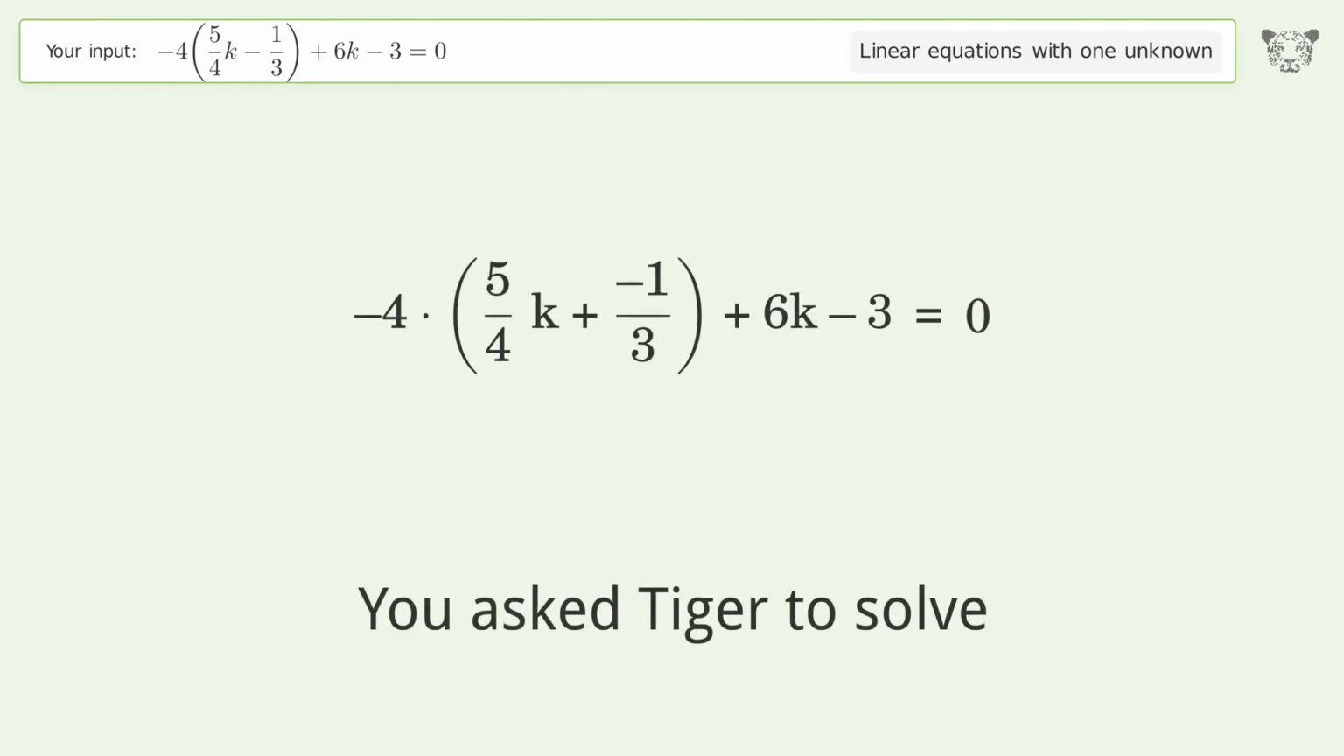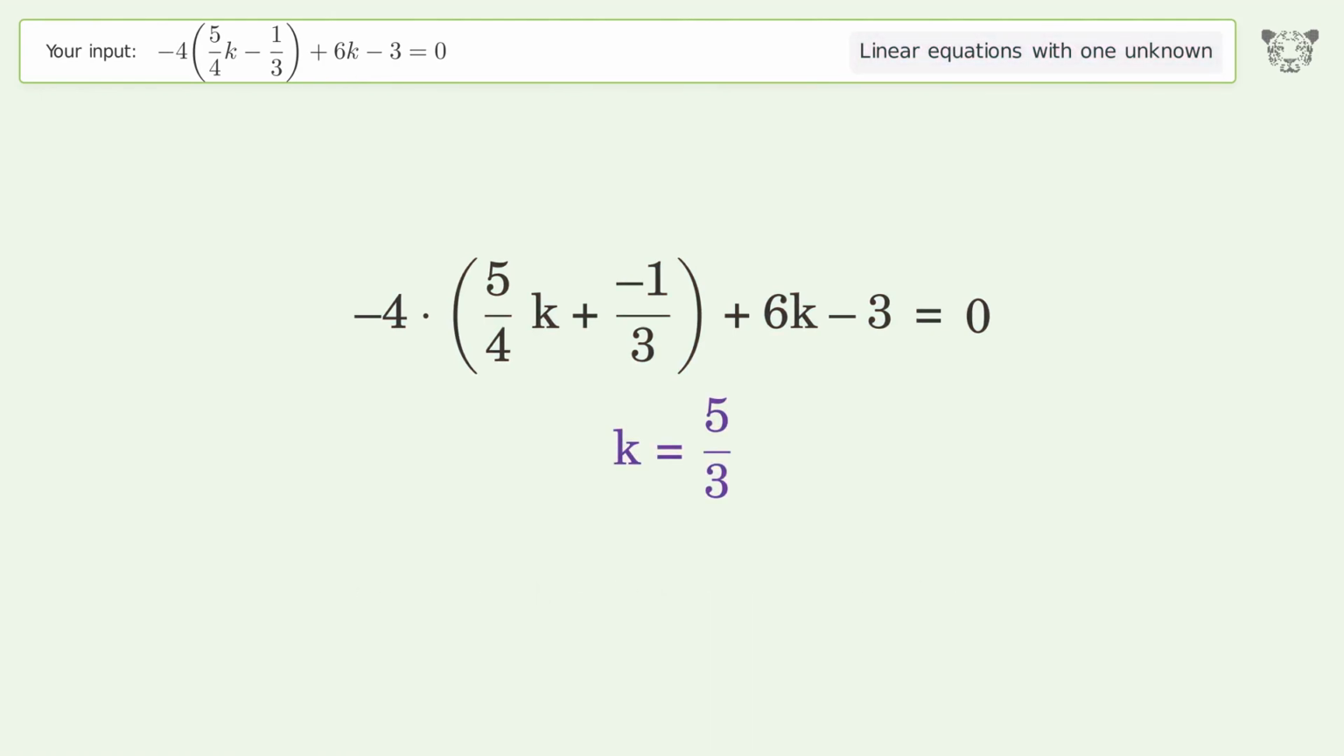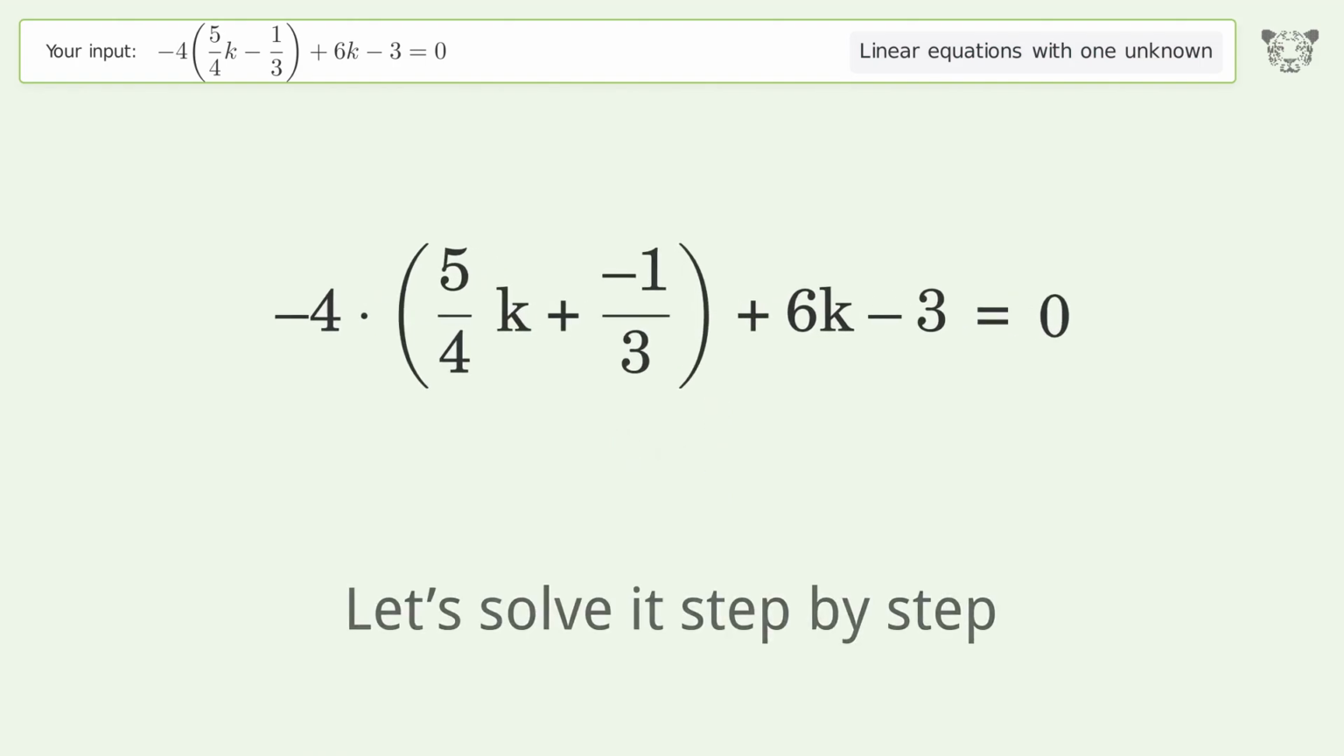You ask Tiger to solve this. This deals with linear equations with one unknown. The final result is k equals 5/3. Let's solve it step by step.